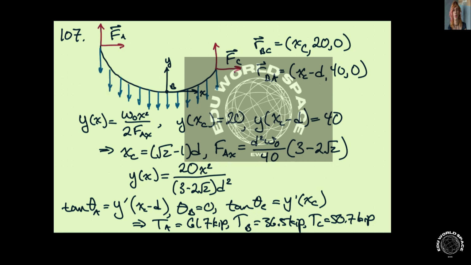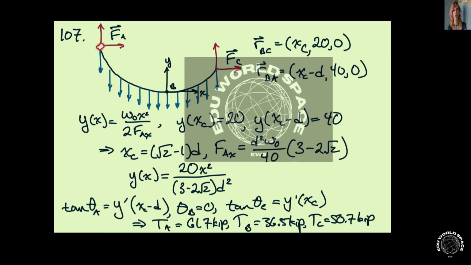We're going to use the origin as the minimum of our cable, which we don't actually know where it is, but we're going to say that's 0. Wherever it is, that's 0. And then we can measure this point here, which is some distance xc to the right of the origin, and we know that it's 20 feet above the origin.